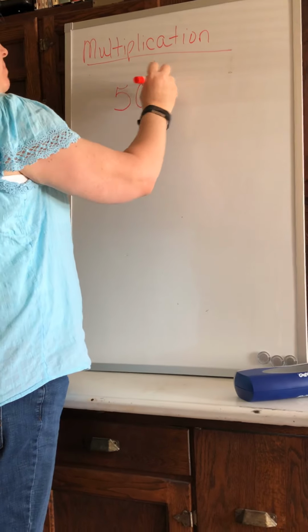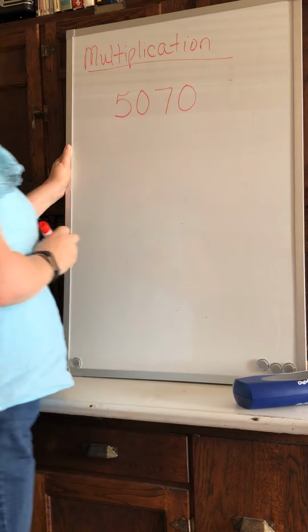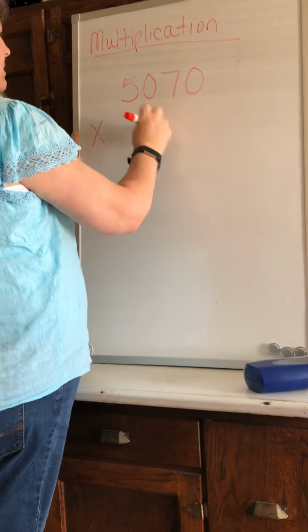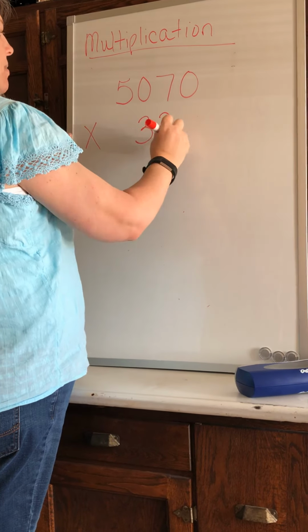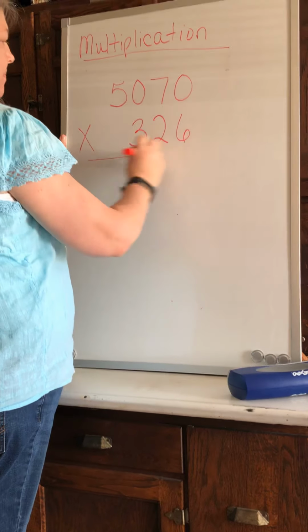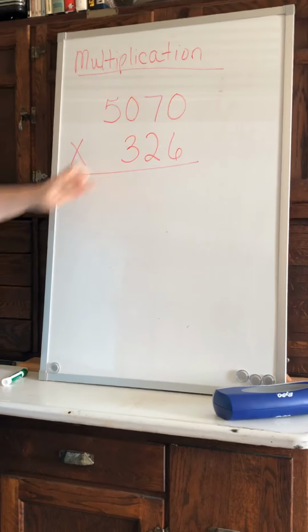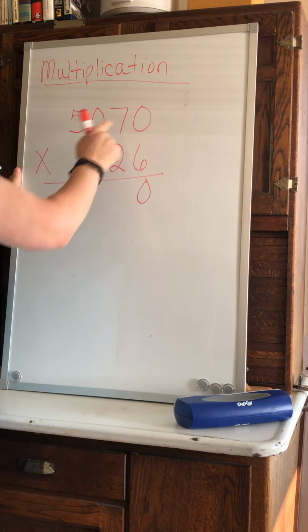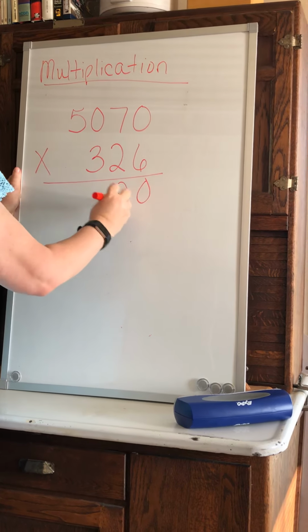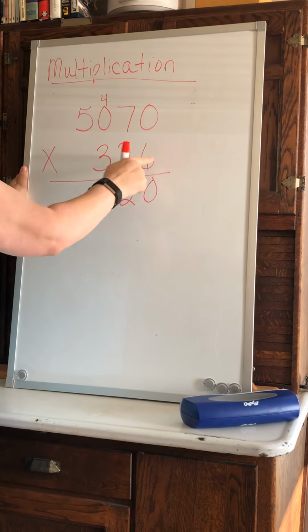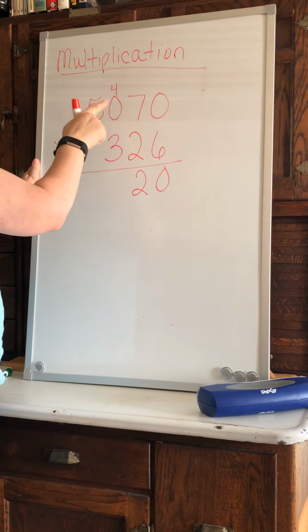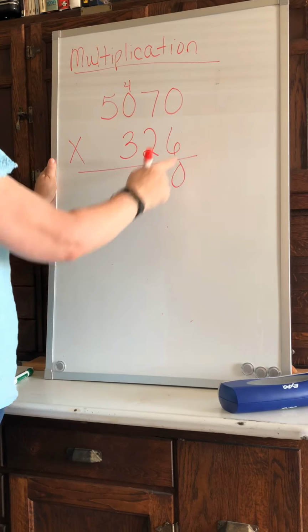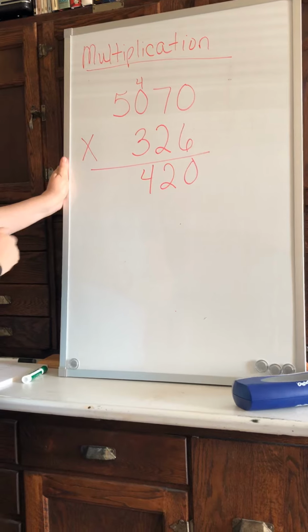We're going to go ahead and put 4 numbers at the top, and 3 numbers at the bottom. Okay, 6 times 0 is 0. 6 times 7 is 42. So carry that 4. 6 times 0 is 0 plus 4. And then 6 times 5 is 30.